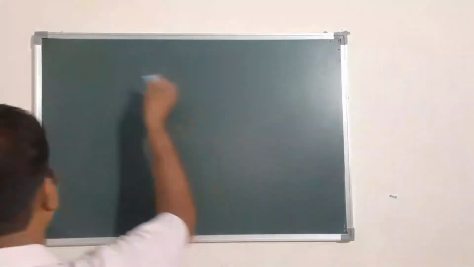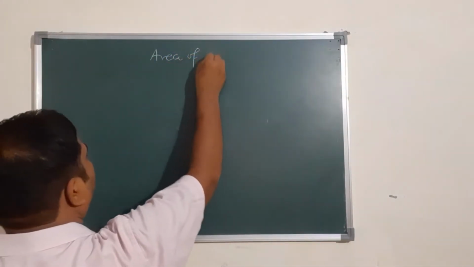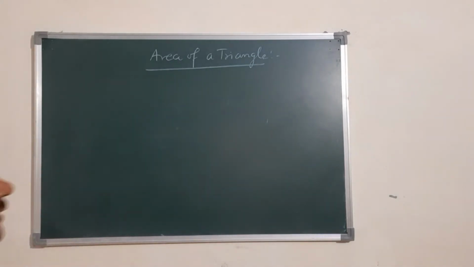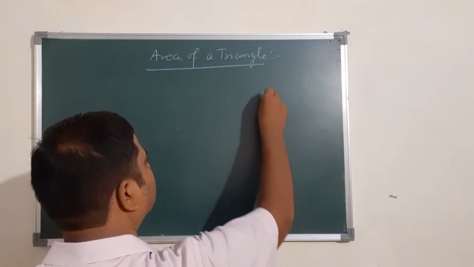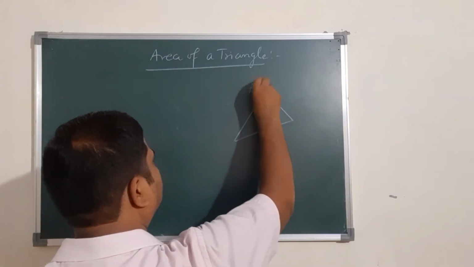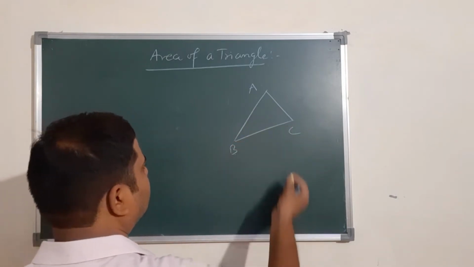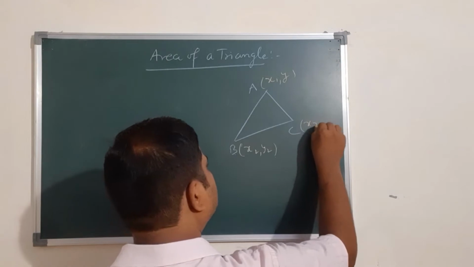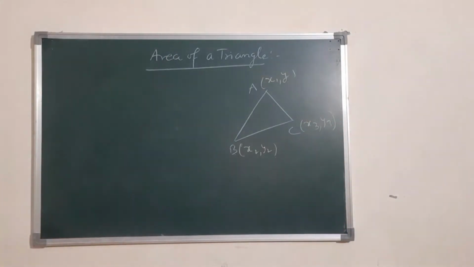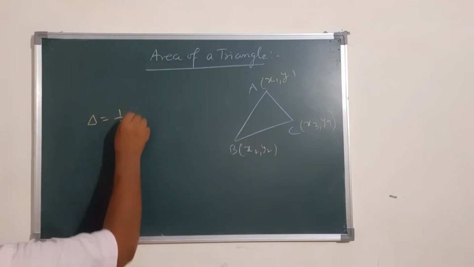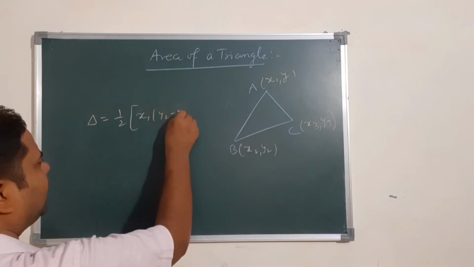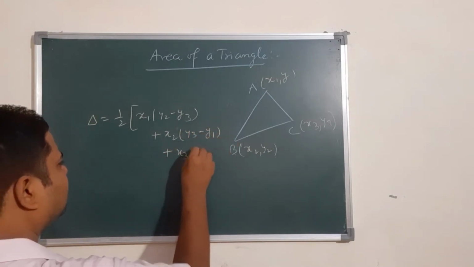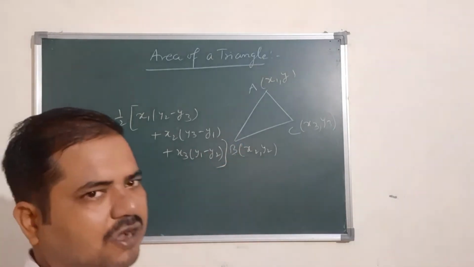As you know in class 10, if this is a triangle ABC, where A is (x1, y1), B is (x2, y2), and C is (x3, y3) as its vertices, then the area of the triangle is delta = 1/2 [x1(y2 - y3) + x2(y3 - y1) + x3(y1 - y2)]. This is the area of a triangle.